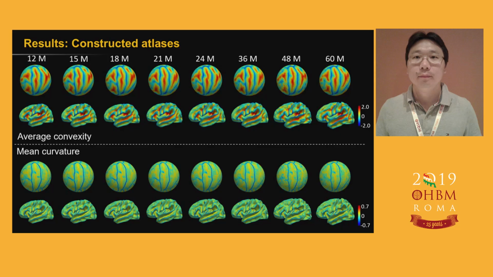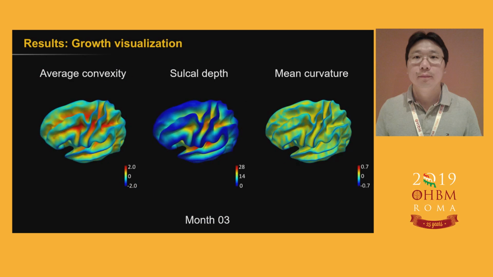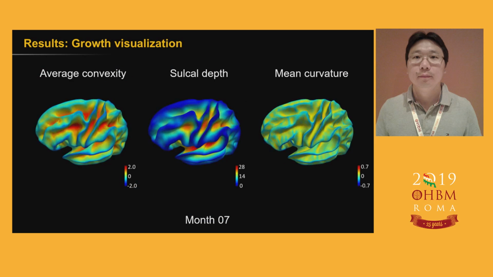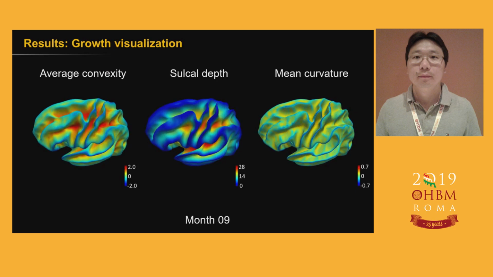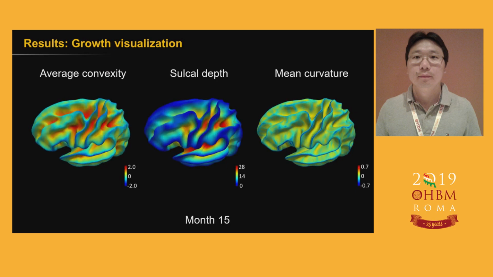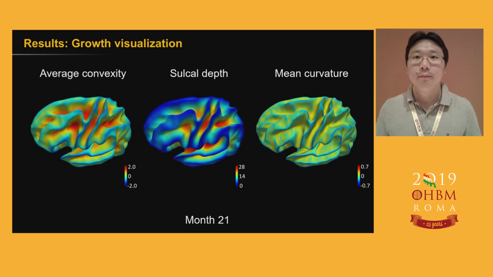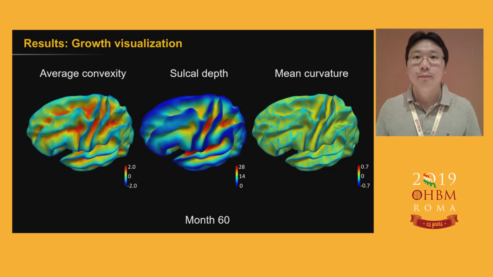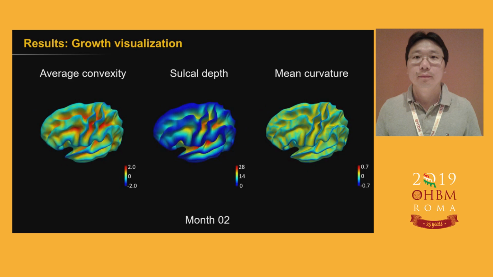This movie shows the folding pattern in terms of average convexity, sulcal depth, and mean curvature. They are all aligned onto the age-matched average cortical surface. We can see the change is very dynamic, especially during the first months.